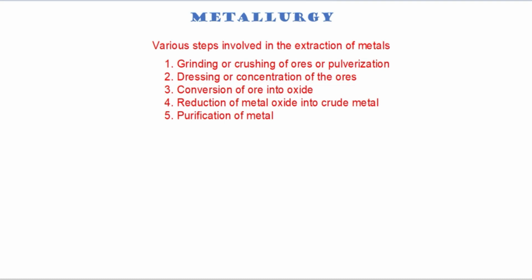Except the first step, in the remaining 4 steps we have different methods for the purification of ores and the extraction of metals from their ores. The method to be adopted for the extraction of metal from the ores in the second to fifth steps depends on the chemical as well as physical nature of the ore. Now we shall discuss each step one by one.